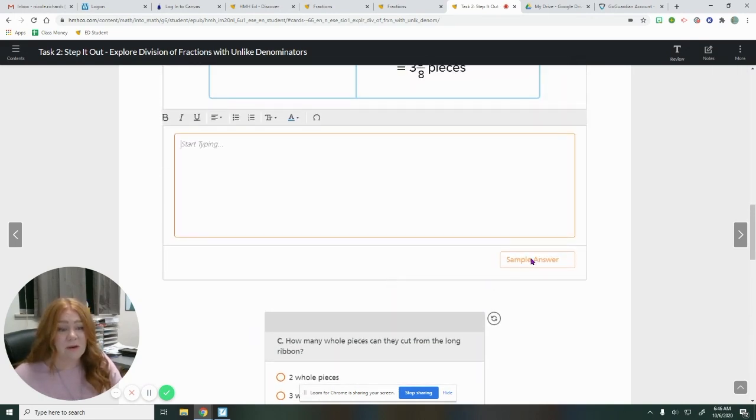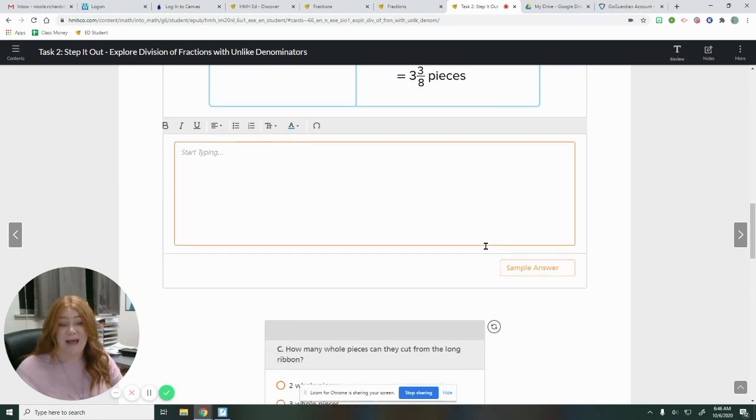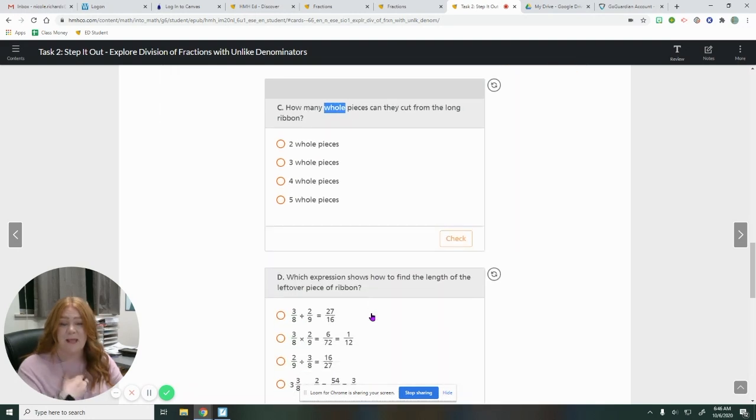Okay, you're welcome to check and look at this sample answer, but please don't just copy it. I would love for you to do some thinking by yourself. That's how you're going to learn best. So now it wants to know how many whole pieces. So the quotient, the whole number, how many ribbons could be cut.